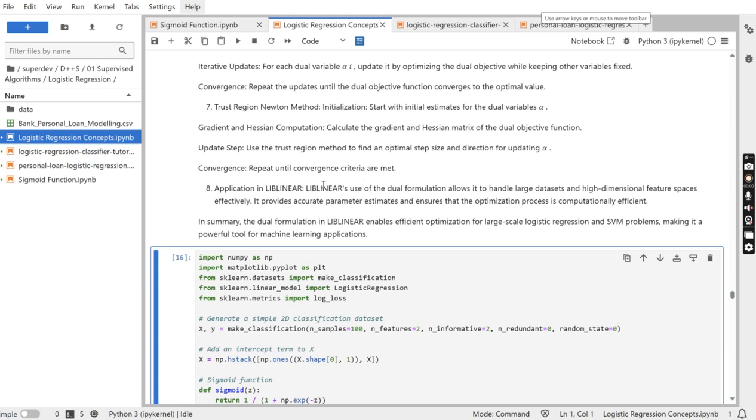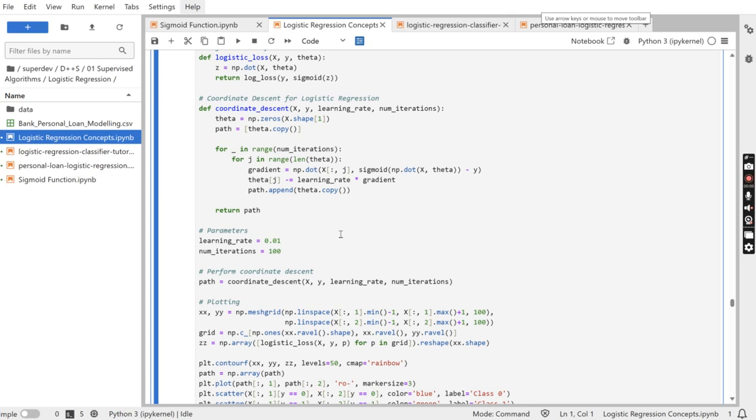Because it uses dual formulation, if there are too many columns in your data set, this method can handle those high dimensional features. Hence, if you have too many columns and you want to use logistic regression, then you have to use liblinear. Don't use LBFGS, because the computationally efficient method is this one, not that. So this way you can choose between liblinear and LBFGS.